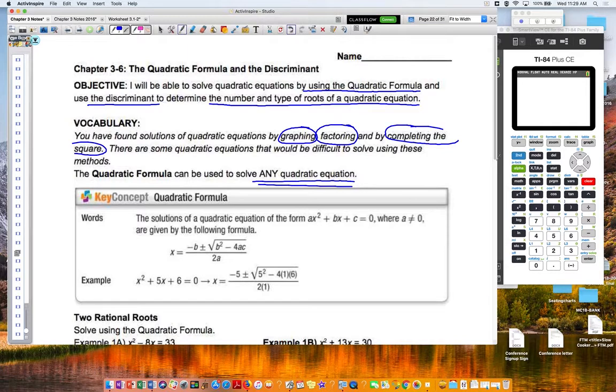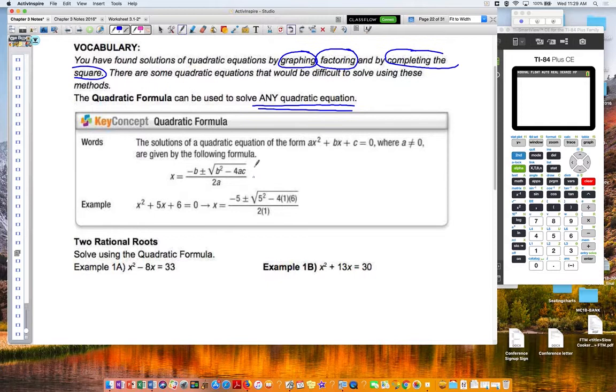by using the following formula. Here's the formula. And the formula simply goes, x equals, and if you know the song Pop Goes the Weasel, this might be the first time I actually sing to you, it goes like this: x equals negative b plus or minus the square root of b squared minus 4ac all over 2a.